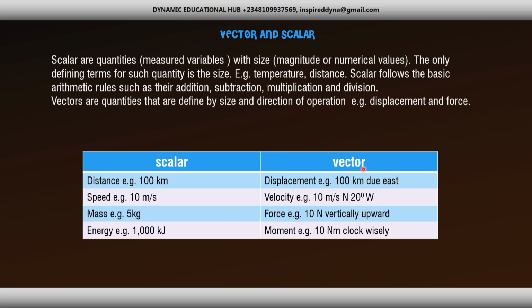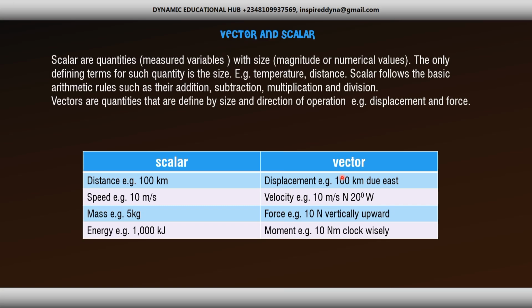Now, for you to understand scalar quantities, when you are given a question and they ask you which of the following is not an example of scalar quantities, you need to focus on vector. When you focus on vector, you'll be able to answer it. You don't need to cram anything. Let me give you a trick here. Let's come to the vector side.